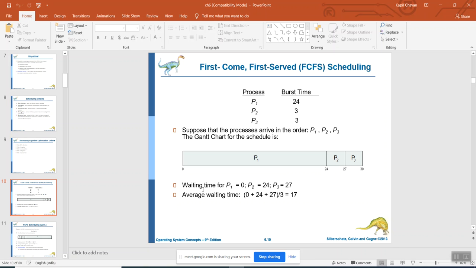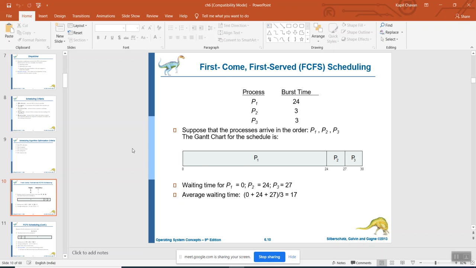So we have calculated the waiting time for P1, P2, P3. Now we can calculate the average waiting time as 0 plus 24 plus 27 divided by 3, that is 17. So 17 is the average waiting time for the FCFS algorithm. This is how we calculate the waiting time for the processes and the average waiting time for the processes.